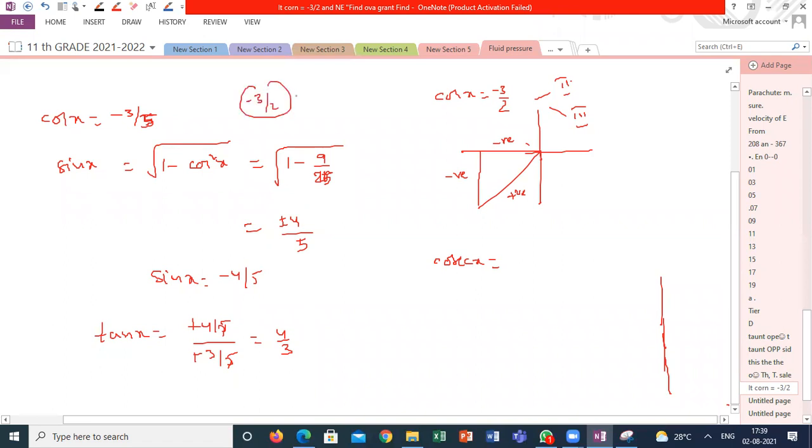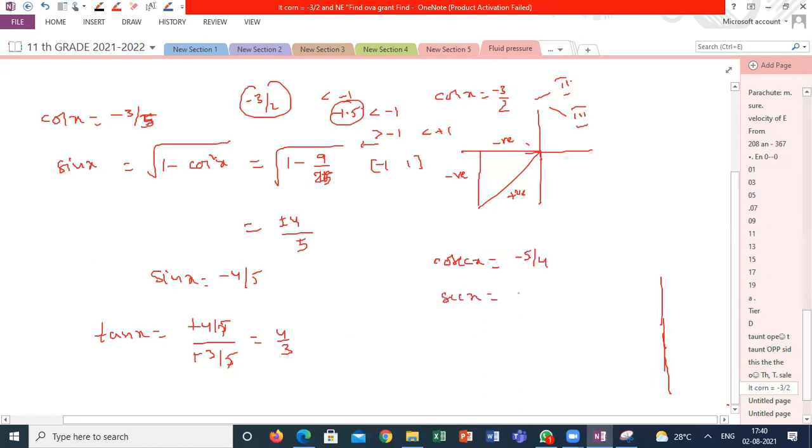Because it can't be greater than 1. Correct. It can't be less than minus 1. It is minus 1.5 now, which is less than minus 1. It should be greater than minus 1 and less than plus 1. It is always between minus 1 and plus 1. So this is minus 5 by 4.